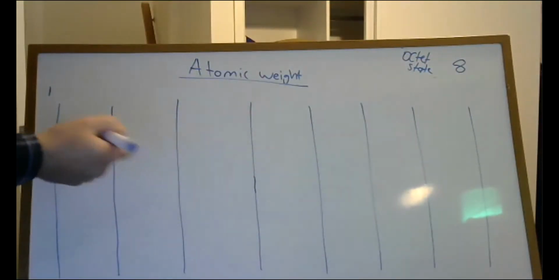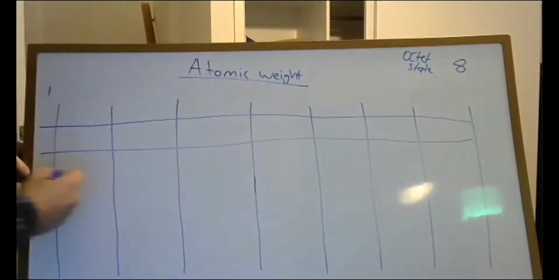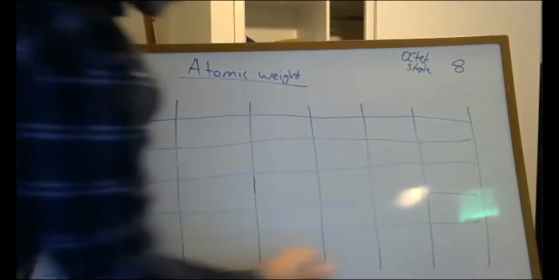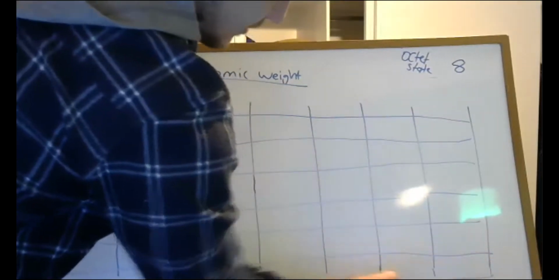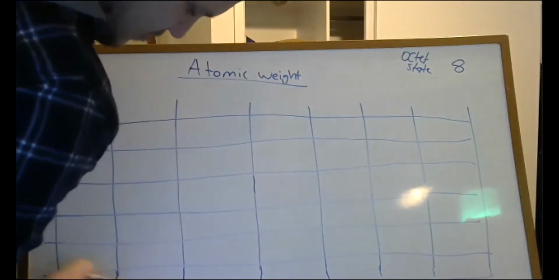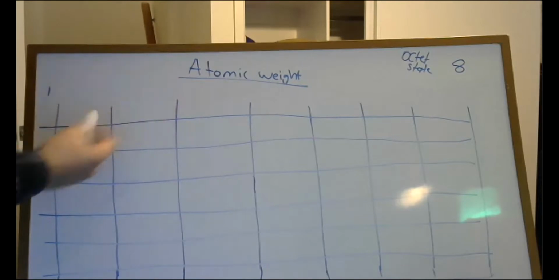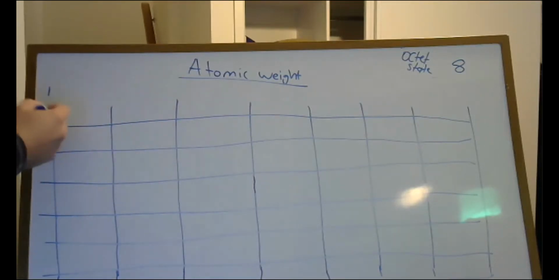We have periods that run across this way, 7 of them. If we think of the layers of the onion, each one of these adds an extra layer. So hydrogen is atomic number 1, group 1, period 1.